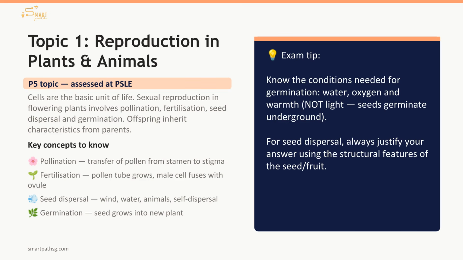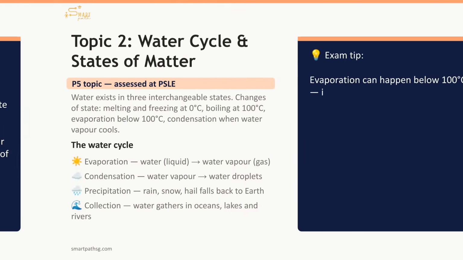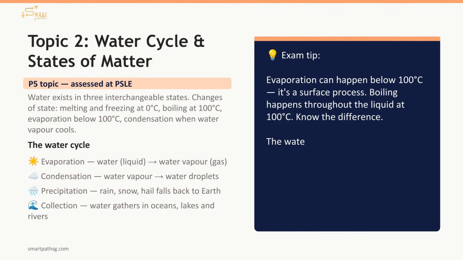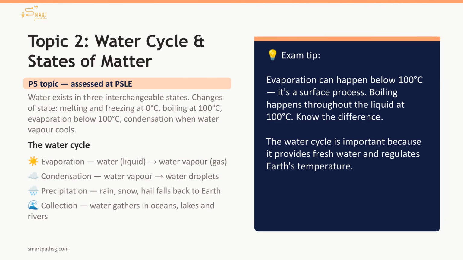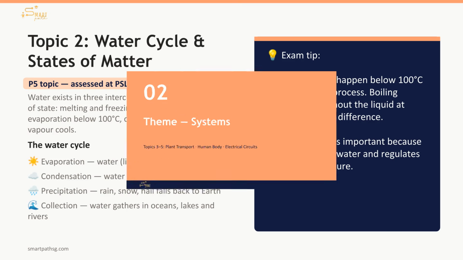Remember, water, oxygen, and warmth are needed for germination. And know all 4 methods of seed dispersal, and be able to link seed features to dispersal method. The water cycle and states of matter are often tested together. Key distinction: evaporation happens at the surface at any temperature, while boiling happens throughout the liquid only at 100 degrees. Always link water cycle processes to the relevant change of state.